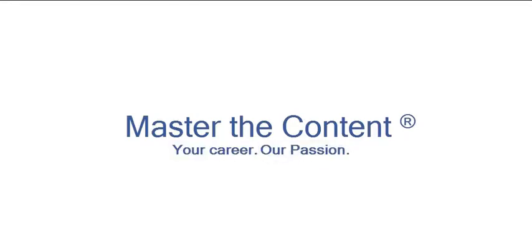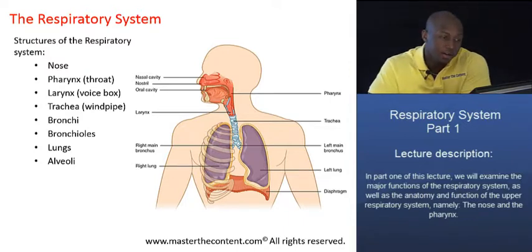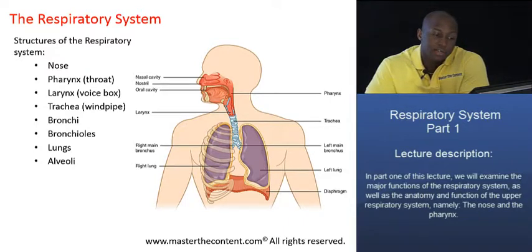The main structures of the respiratory system. So we have the nose, the pharynx, the larynx, the trachea, the bronchi, the bronchioles, the lungs, and the alveoli. Those are the main structures of the respiratory system. And as you can see, they're very nicely depicted in the diagram we have to the right of the screen right there.